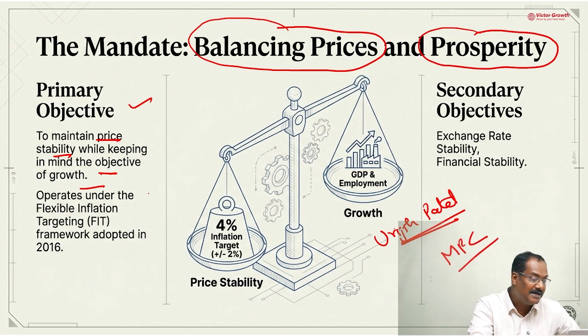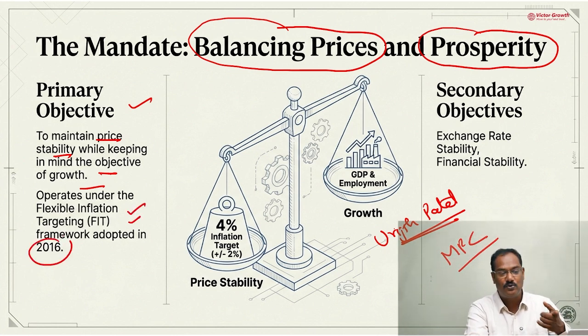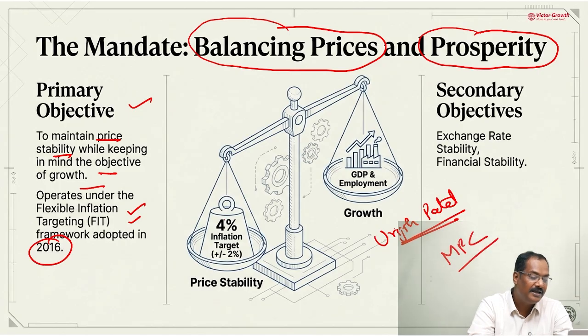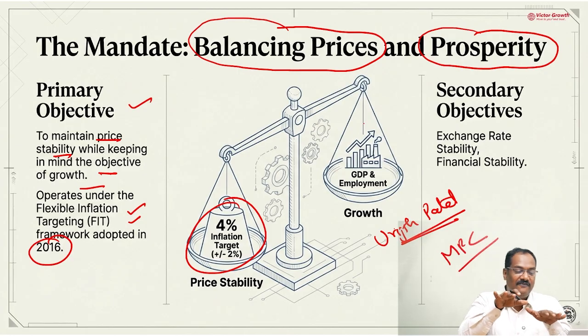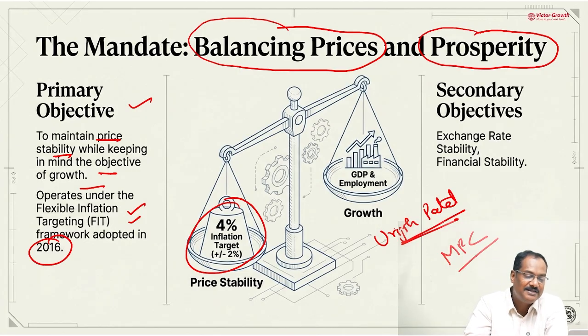It operates under flexible inflation targeting adopted in 2016, which I told you already. It is written here: 4% plus or minus 2. At the same time, let's look at this. If inflation is increasing, GDP growth will come down. If GDP growth is increasing, inflation will come down. That is the traditional dilemma of RBI, what to do, but they have to do this. So being an RBI governor is not easy. Secondary objective, exchange rate stability.